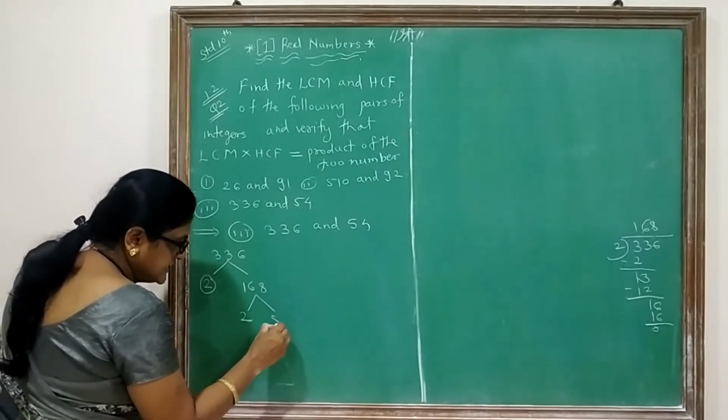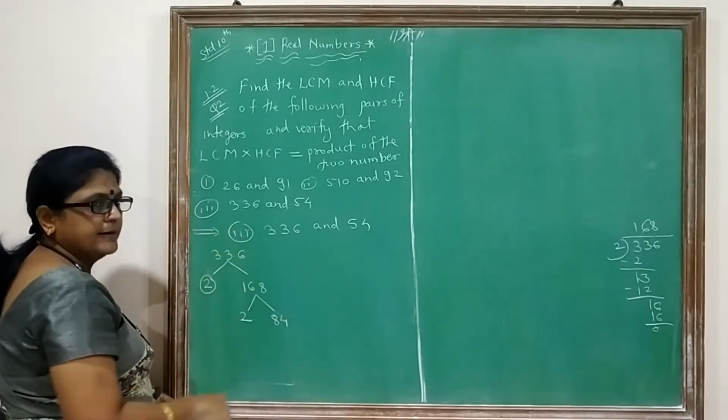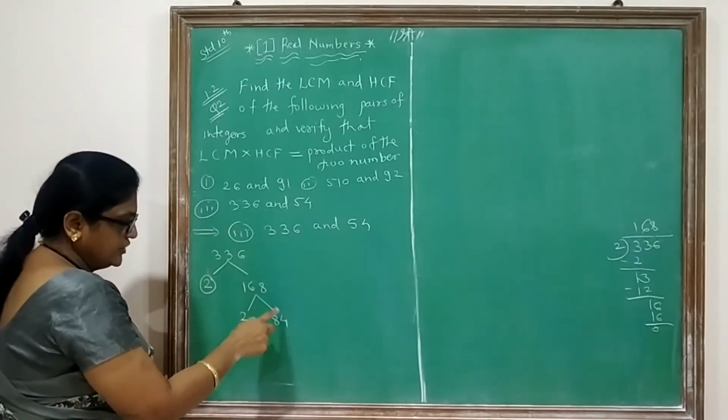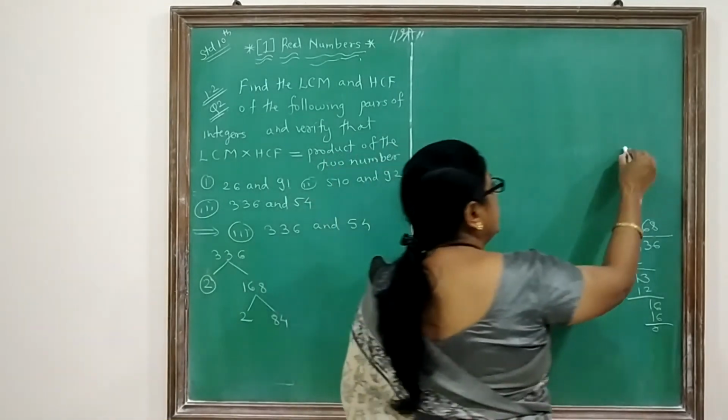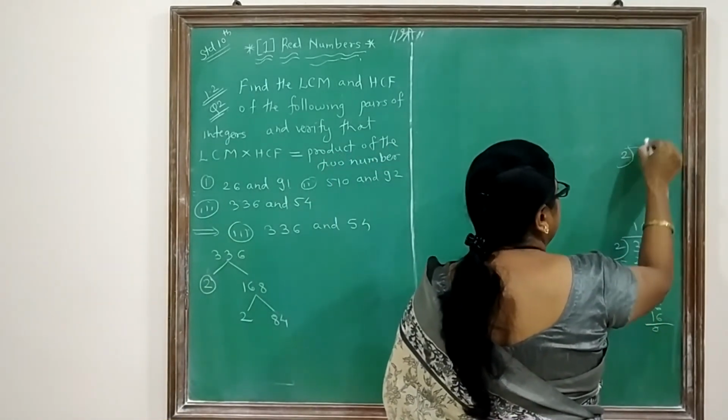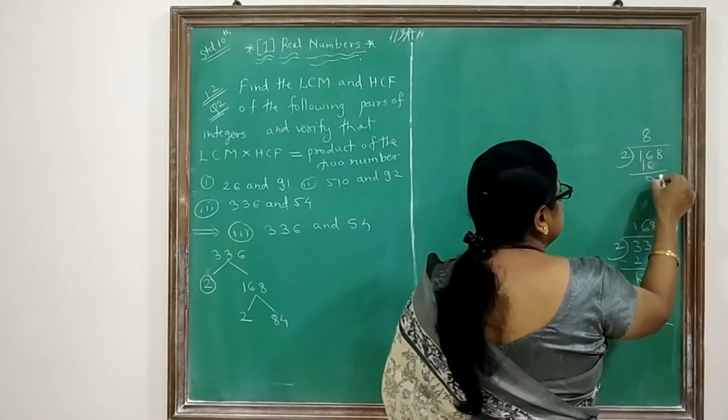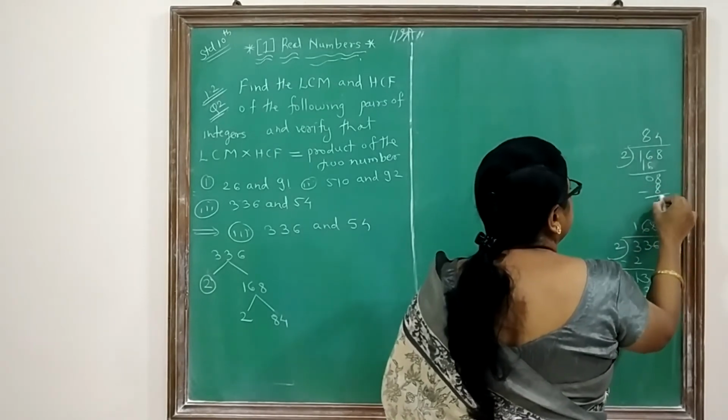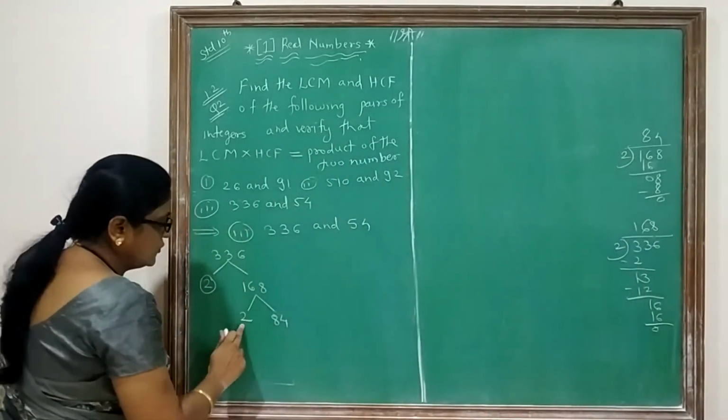2 eights are 16, 2 fours are 8. Again you will do here 168 divided by 2, 2 eights are 16, 0, 2 fours are 8. Then your remainder is 0. Then you will write here 2 into 84.